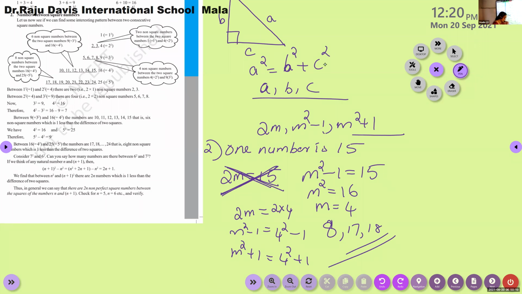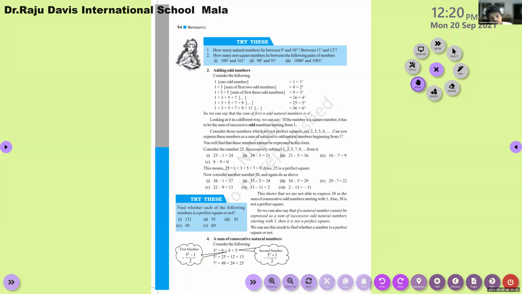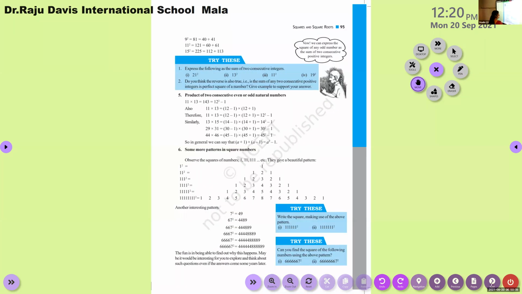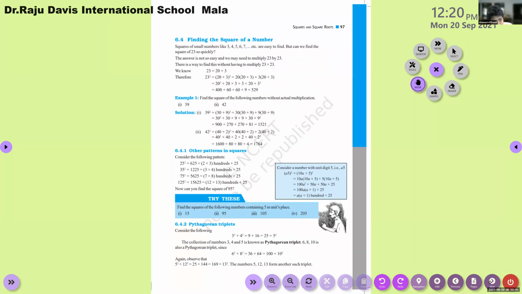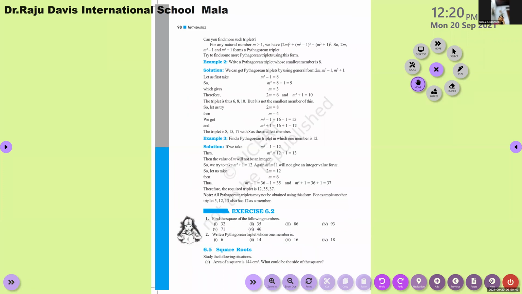Okay, children. Now about square root. Square root means it is the number which, if we multiply twice, we will get a square number. A square number can be expressed as a product of two same numbers. Those same numbers are called square root. For example, root of 100 is what? 10. Root of 225 is? 15. Root of 169 is? 13. Root of 400 is? 20. Good.